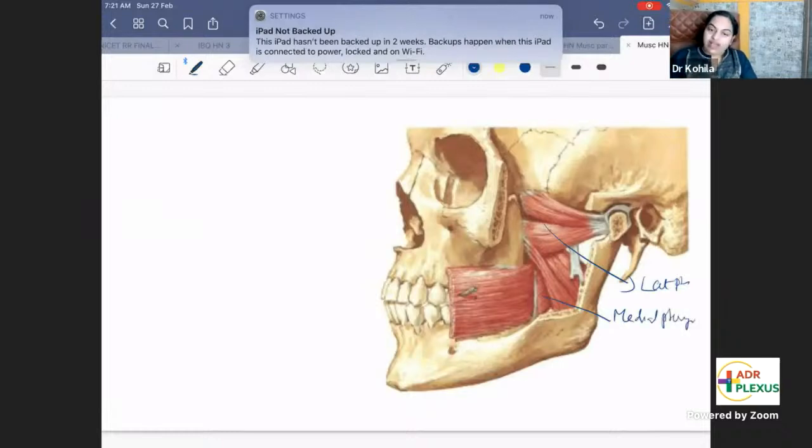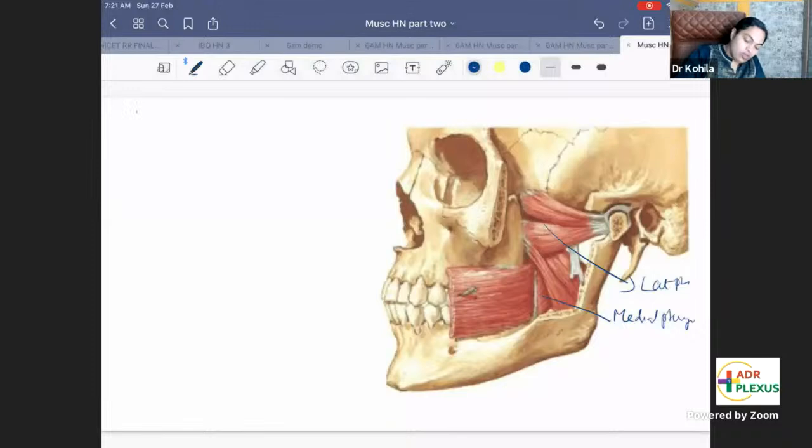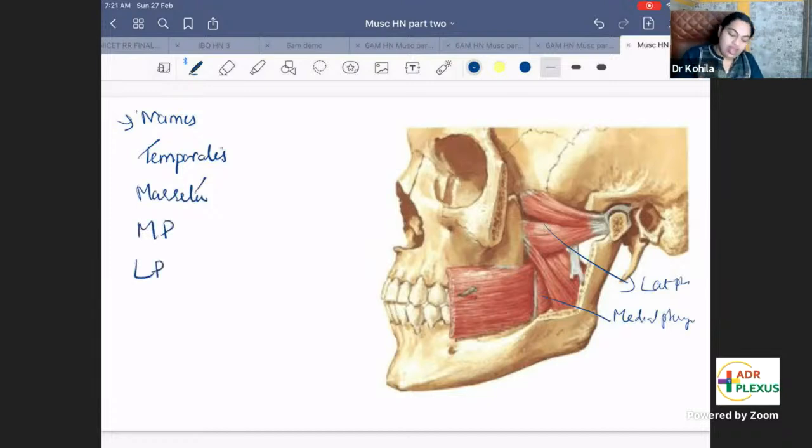All the muscles of mastication, you should know the names, as I told you: temporalis, masseter, medial pterygoid, lateral pterygoid. Next, you should know the nerve supply. All of them are going to be supplied by mandibular nerve.